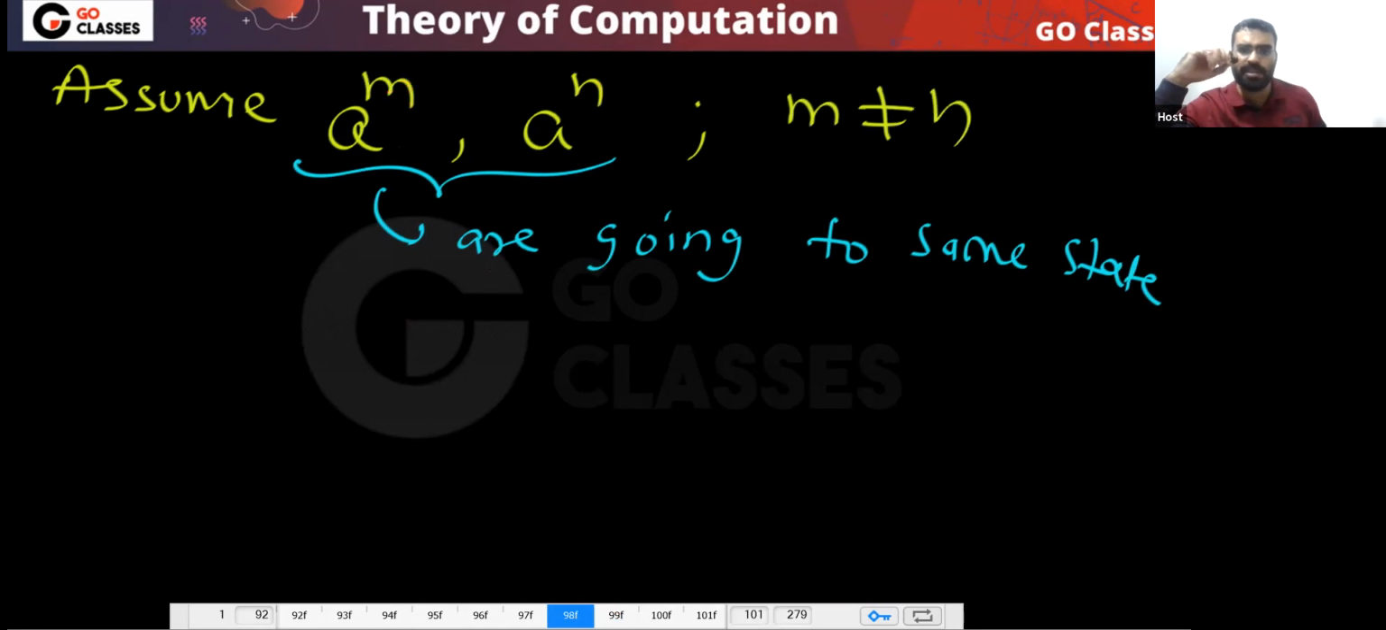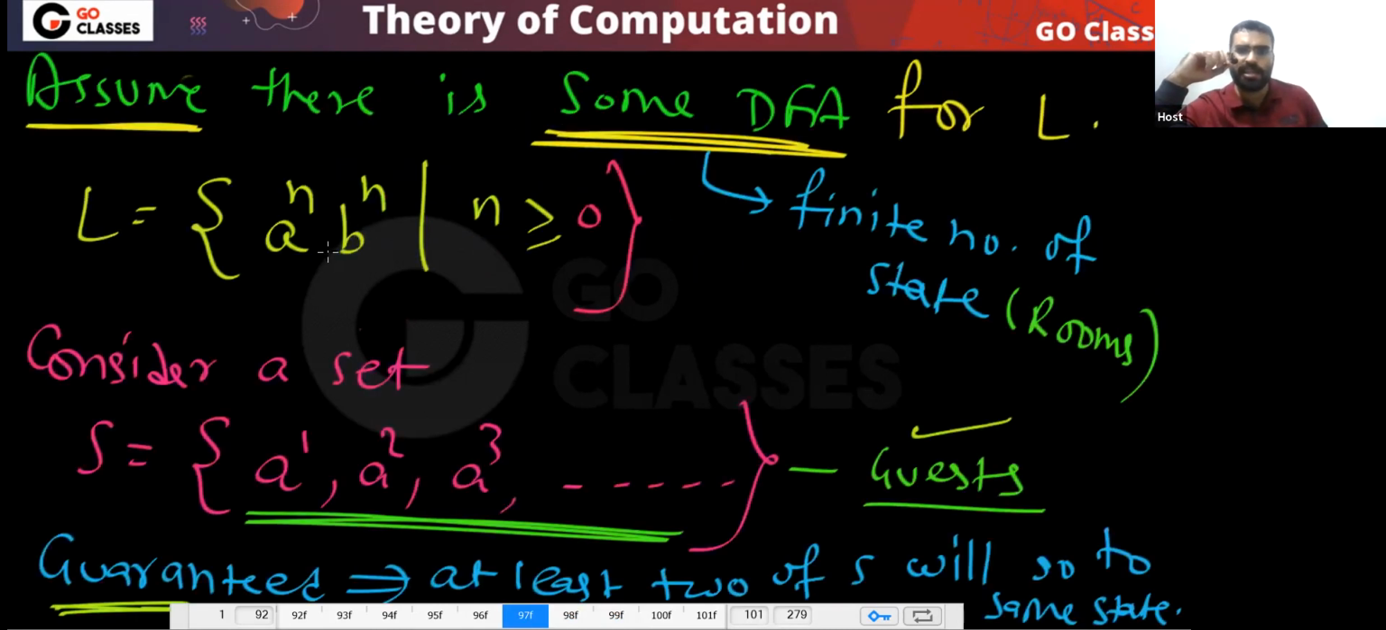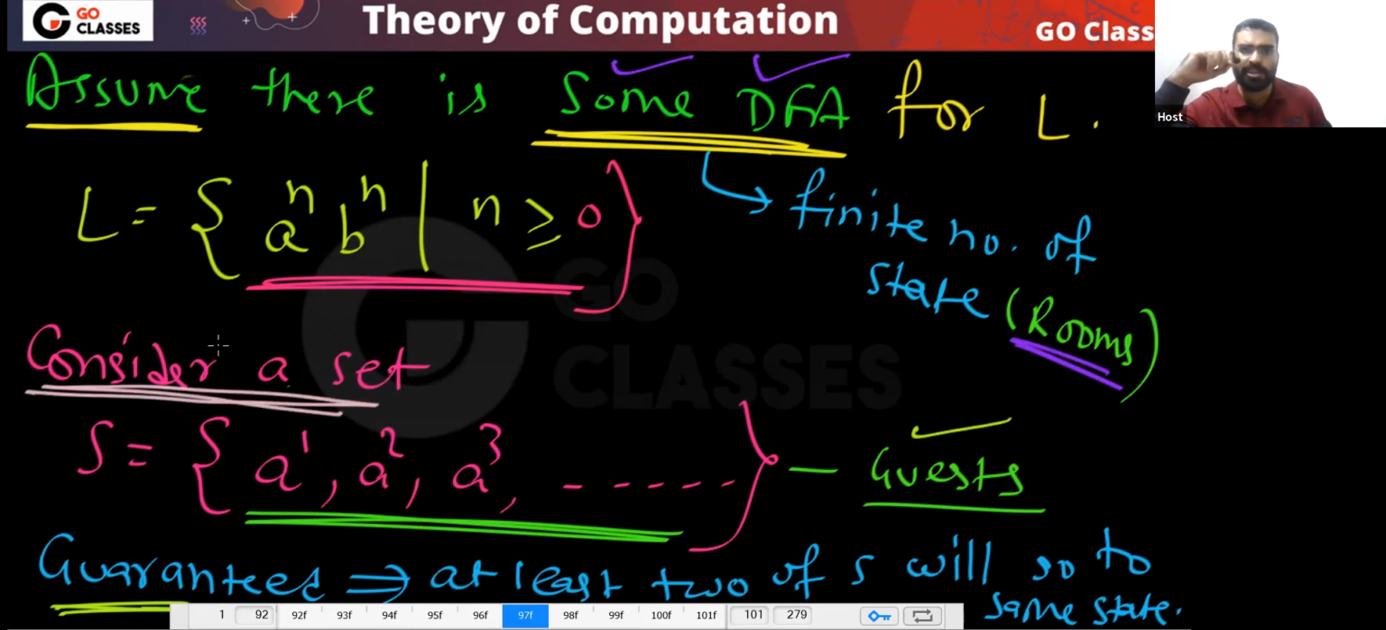See, one by one, I am telling you, this is the language given to you. First, I am assuming some DFA is there. I don't know which DFA, but every DFA has a finite number of states, meaning a finite number of rooms. Now I am considering a random set of strings: a power 1, a power 2, a power 3, and so on. This is an infinite set. So these are our guests.